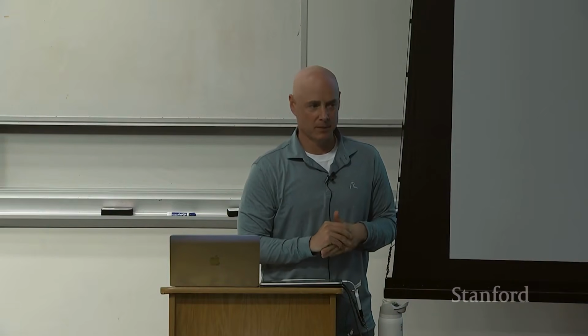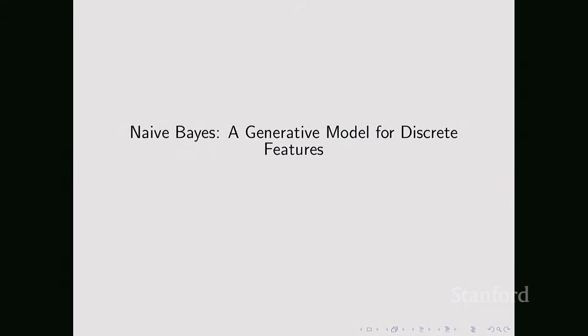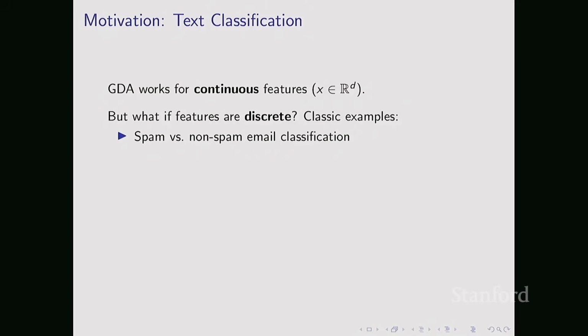Awesome. Let's talk about spam filters, I guess. All right, naive Bayes, a generative model for discrete features. Okay, so GDA is going to work over continuous features, but what if the features are discrete?